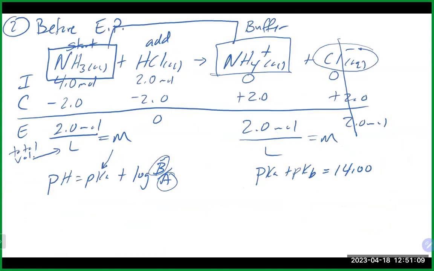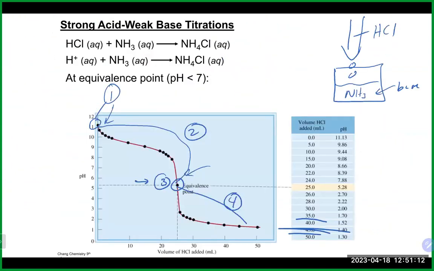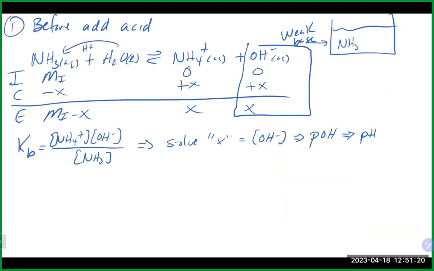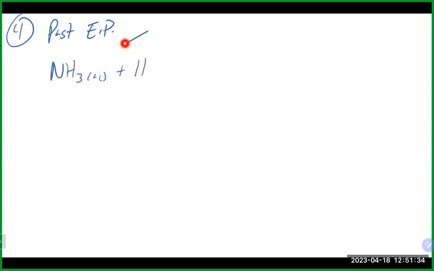All right, to finish up this titration here, we're going to continue on to the fourth part here, which is past the equivalence point. And by the way, here we can see on the graph that it is acidic right there at the equivalence point. So past the equivalence point, we once again will have our equation of NH3 plus some HCl, giving NH4 plus and Cl minus.